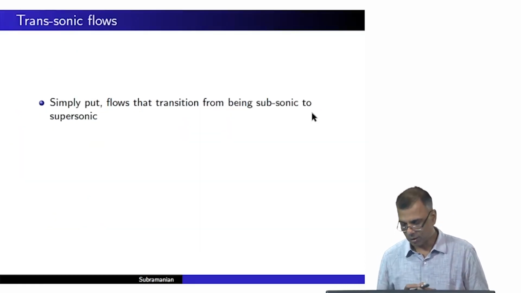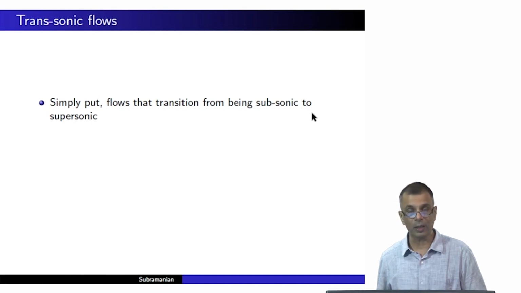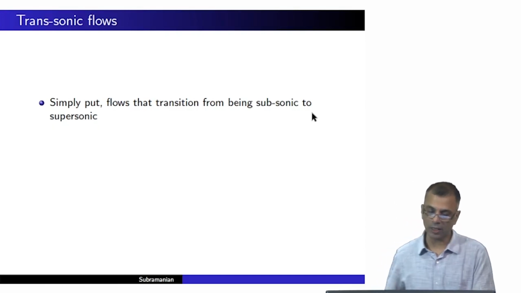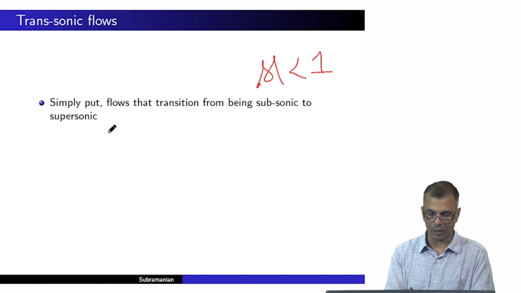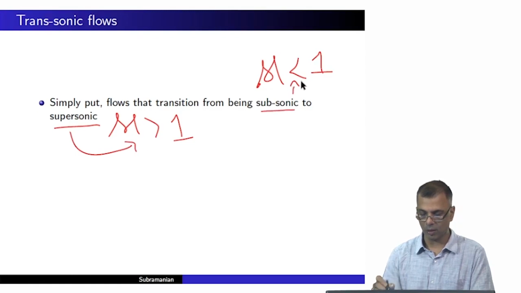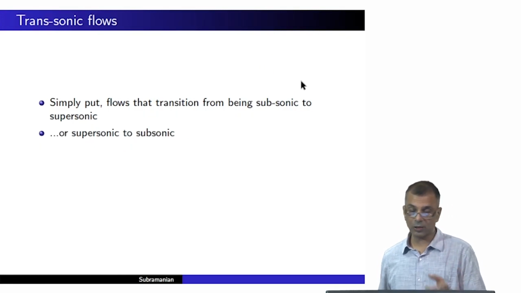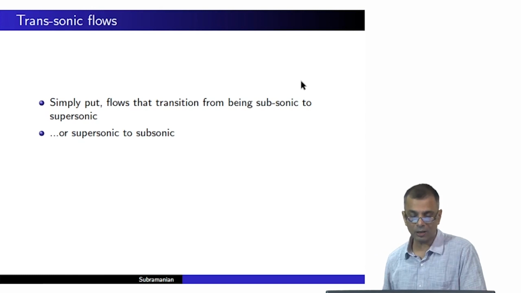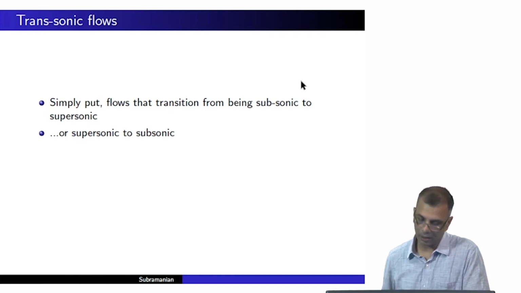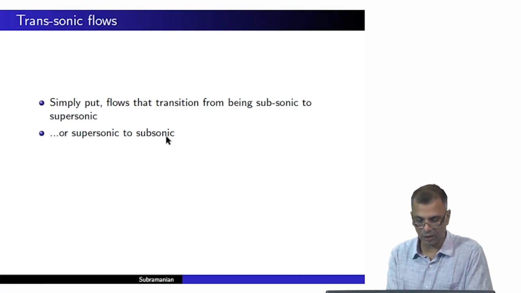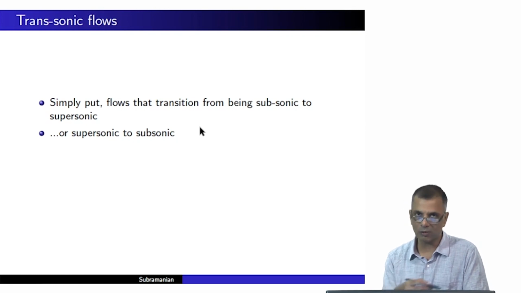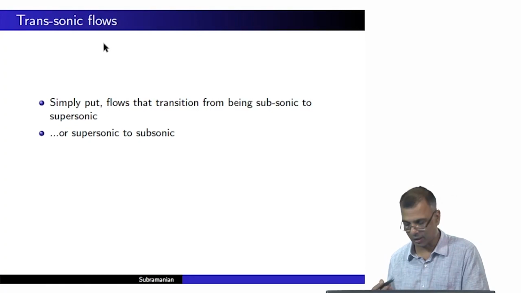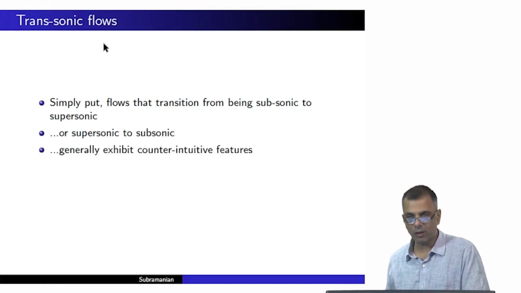So what are transonic flows? We already said this, but no harm in emphasizing this a little more. Simply put, flows that transition from being subsonic, in other words, from Mach number less than 1, to supersonic, Mach number greater than 1. Or, for that matter, supersonic to subsonic, either way. And this transition can be either smooth or via a shock. In particular, generally shocks tend to address this kind of situation. So both shock flows and smooth transition flows fall under this transonic category. They generally exhibit counterintuitive features.